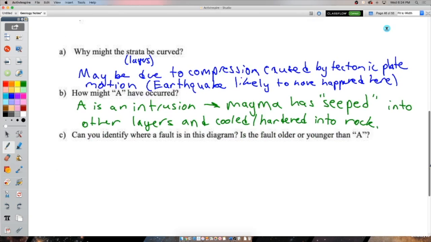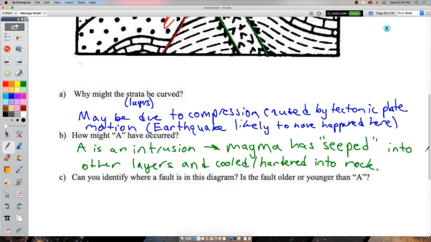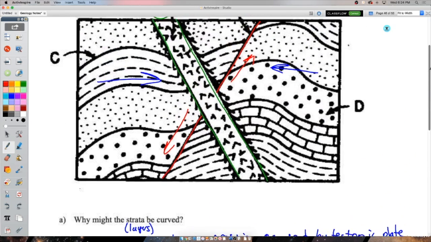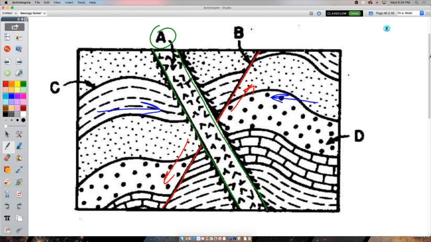Okay, now it asks us, can you identify where a fault is? Yes, a fault is definitely B. And now it's asking us, is the fault older or younger than A? Huh. So A we said was an intrusion, B is a fault. What do you think? Is A younger or older than B? Which one was there first?